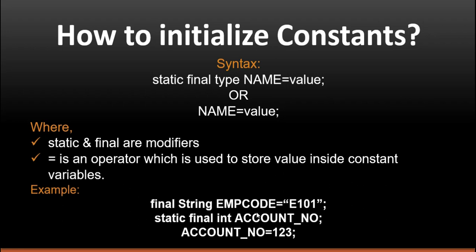Final string emp code is equal to E101. Since it is a string, I have enclosed it in double quotes. Another variable I have created as static final int account number. You can see this is the declaration of the variable and here is the assignment. So you can split your line into two parts. That is also acceptable in Java.